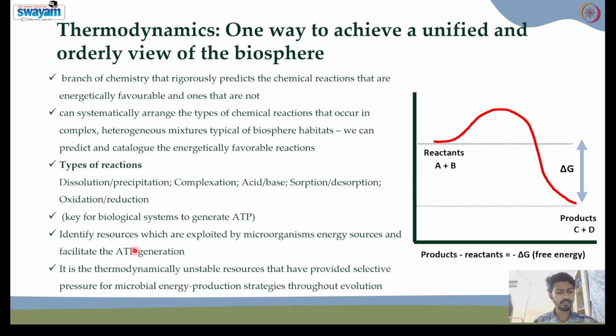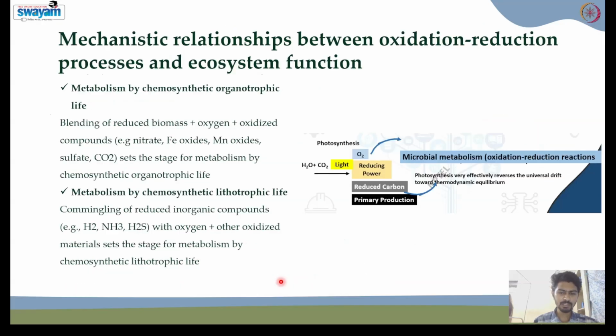So here we will first try to identify the resources that are exploited by the microorganism. Resources is nothing but the carbon and energy source and how it facilitates the ATP generation. And it is the thermodynamically unstable resource that has provided the selective pressure for microbial ecology production strategy through evolution. And we will see with the examples.